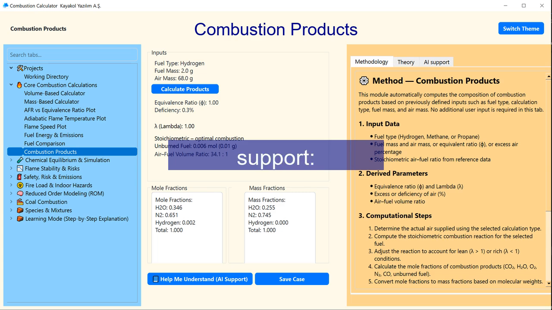AI support. As a combustion educator, let's dive into the results of your hydrogen combustion experiment.